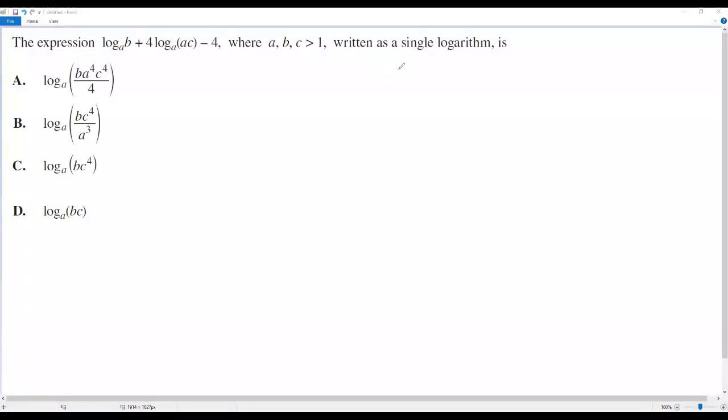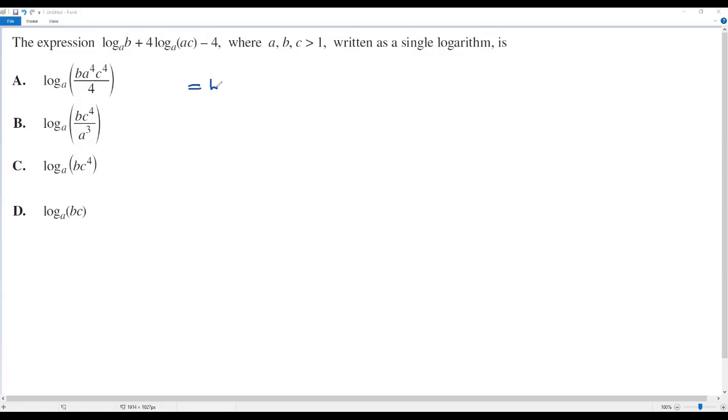Here we have a pre-calculus question. Okay, let's go with the question. The expression log b to the base a positive 4 times log ac to the base a negative 4, where a, b, c are greater than 1, written as a single logarithm. So we have to write this expression as a single logarithm.